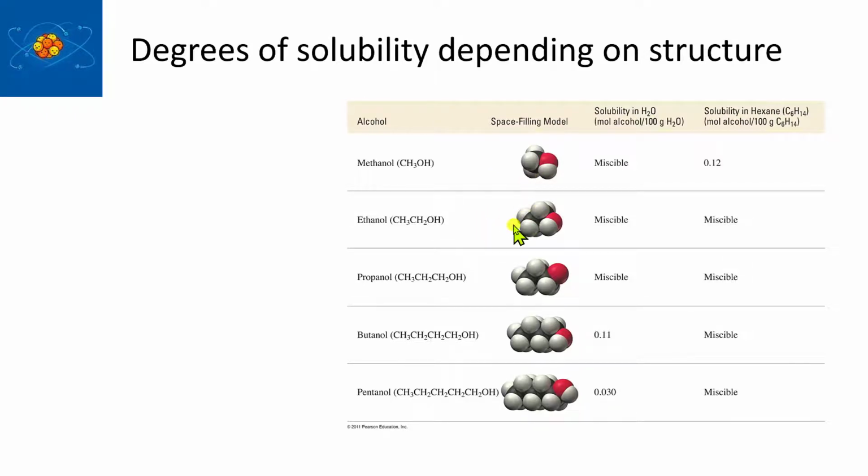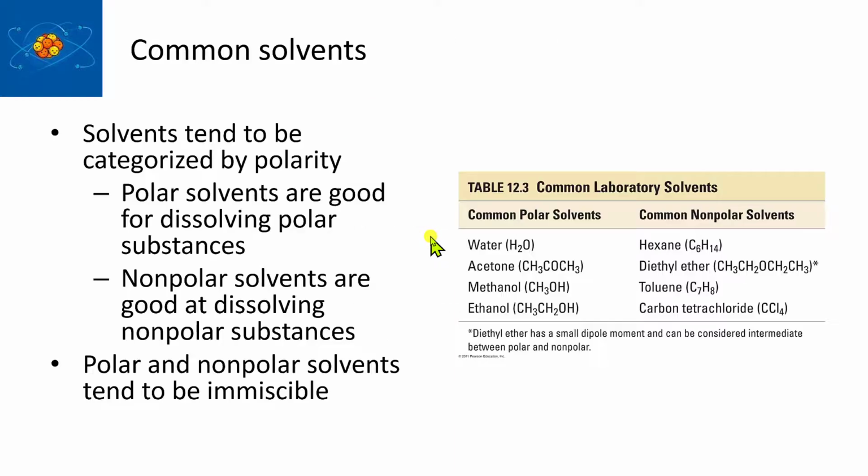If you have something of intermediate polarity, you have a better chance of dissolving it in one of these alcohols, or if you have something of low polarity, it's probably a good chance you could get it to dissolve in one of these alcohols or maybe hexane, depending on the properties you need of the solvent. So again, solubility depends on structure.